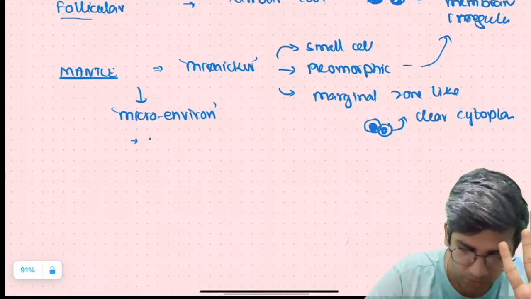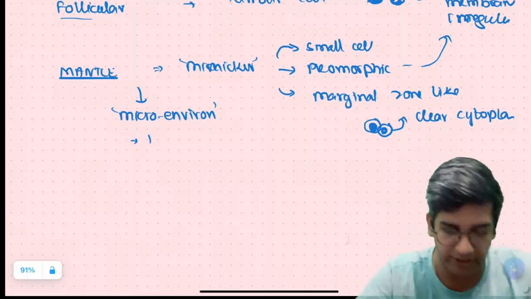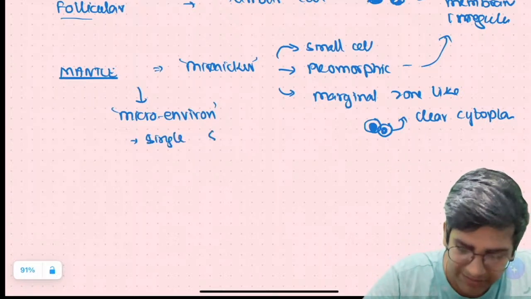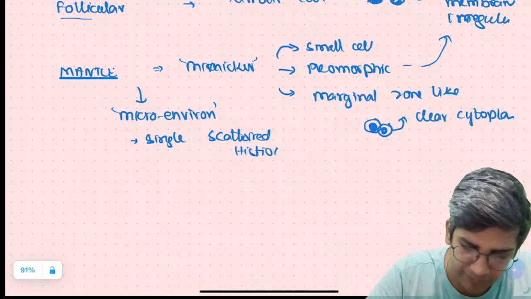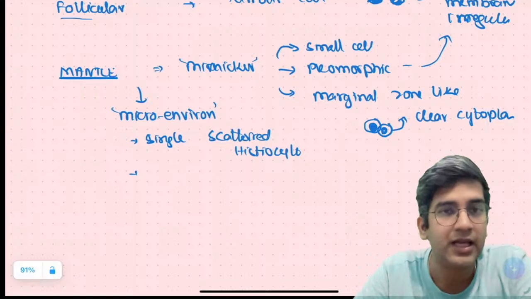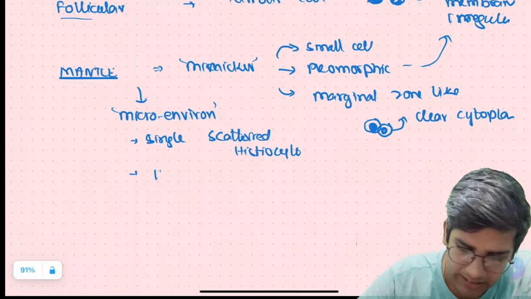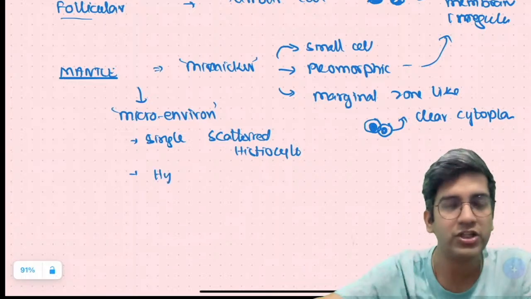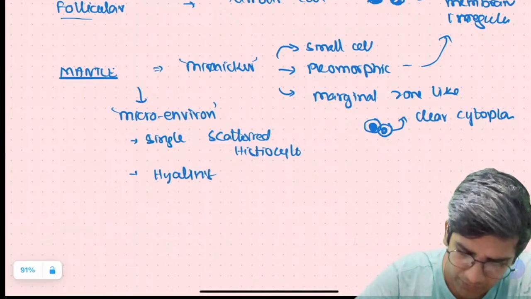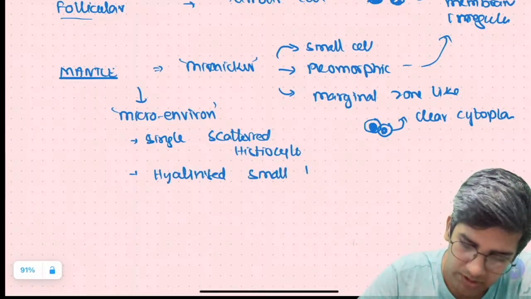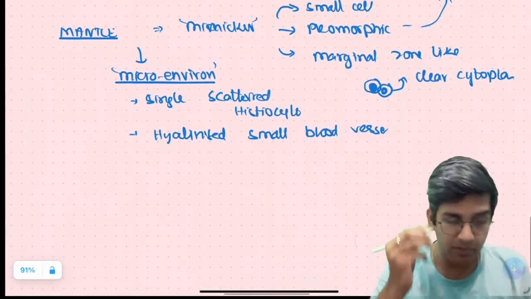Two findings. One, extremely occasionally placed or single scattered histiocytes. That's one of the very unique findings of mantle. Second, you will have hyalinized small blood vessels. Have you seen the hyaline vascular variant of Castleman? If not, go back to the channel after the live; there's a case of hyaline vascular variant. You'll have very hyalinized small blood vessels. That will be the classical finding. The microenvironment of mantle is important for me to pick up mantle.